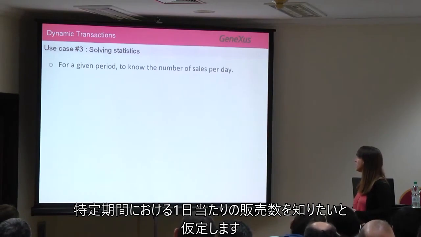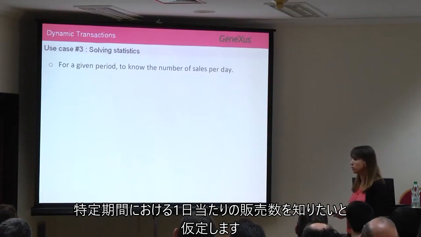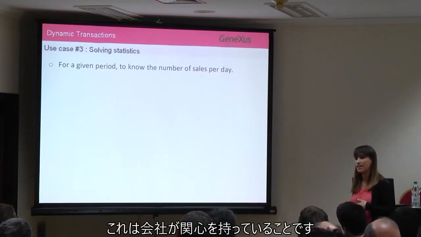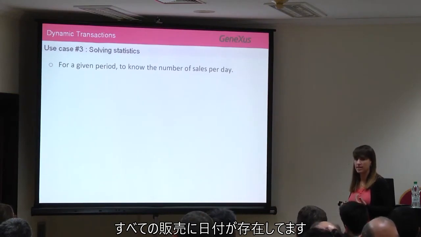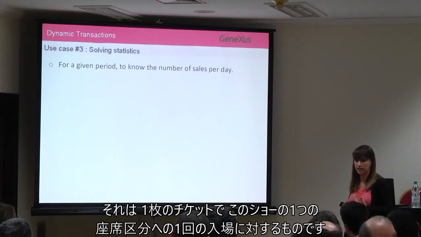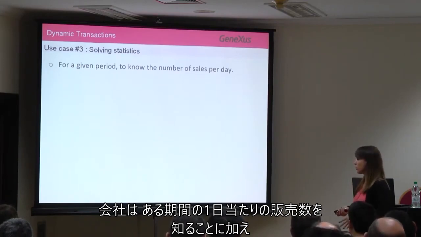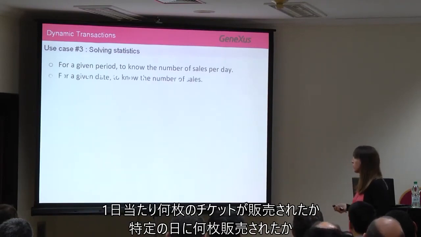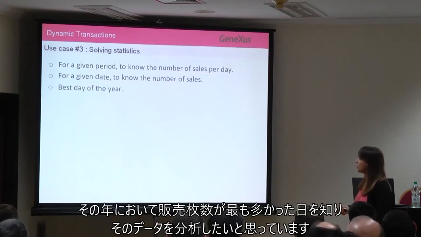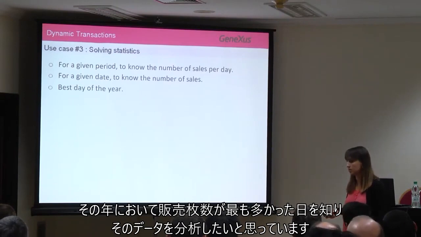Let's suppose that for a given period, you want to know the number of sales per day. Now, this company is interested, every sale has a date, and it's for one single ticket, for one entrance to a sector in the show. So they are interested in knowing the number of sales per day. And they want it for a range. They want to know per day how many tickets were sold, or for a certain date how many sales were made, and which was the best day of the year in terms of the number of sales, to analyze that data.